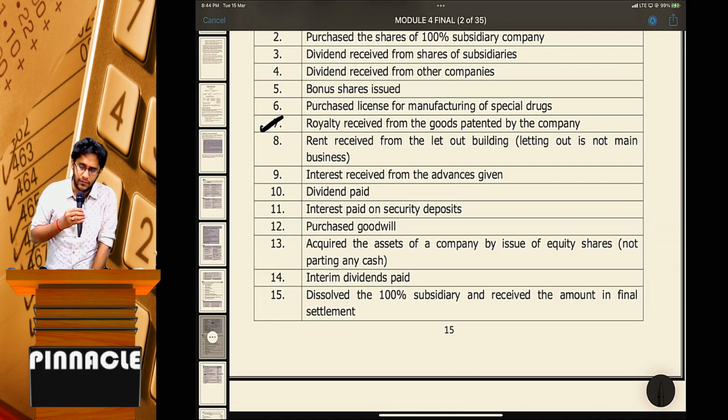Next, purchase of goodwill. When will goodwill come? When you buy a business. Purchase of business is obviously investing activity, so goodwill also comes there only.